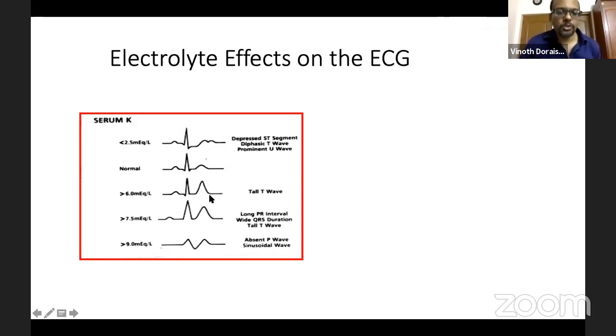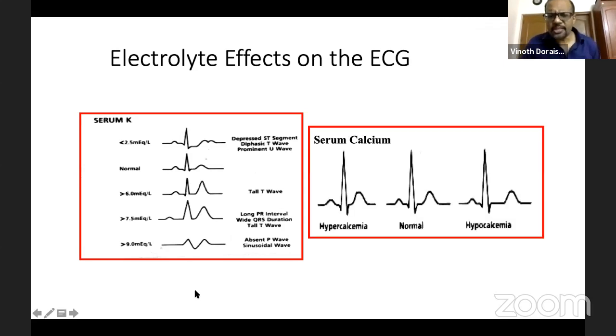Coming to hyperkalemia, as the potassium level goes up and up, you will have a tall peaked T wave, which we saw in our patient. If it goes more than 7.5 millimoles, the QRS complex becomes widened, which is called an intraventricular conduction delay, and the PR interval becomes prolonged. When potassium goes even higher, you will have a loss of the P wave and a sinusoidal wave. If the potassium cannot be corrected, it will finally lead to ventricular fibrillation.